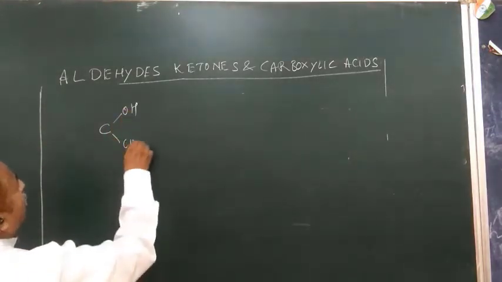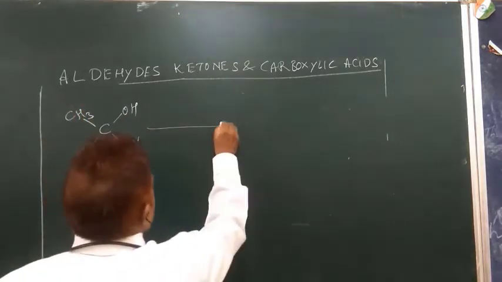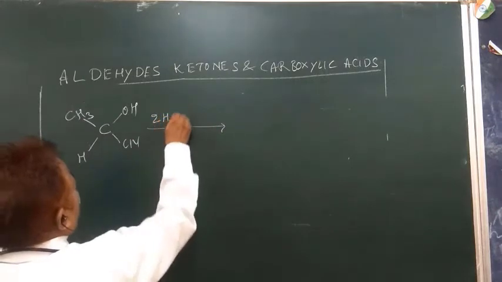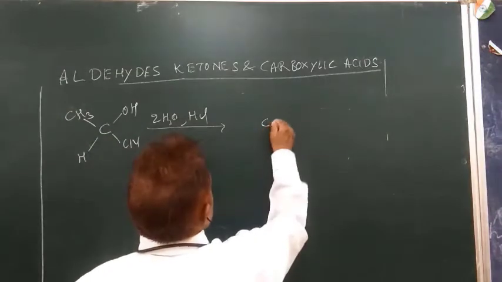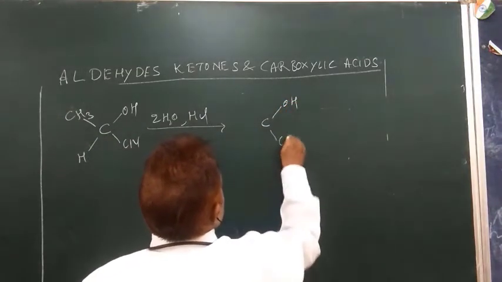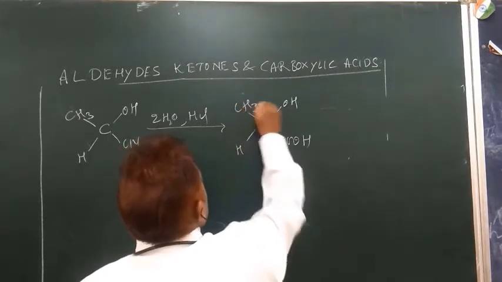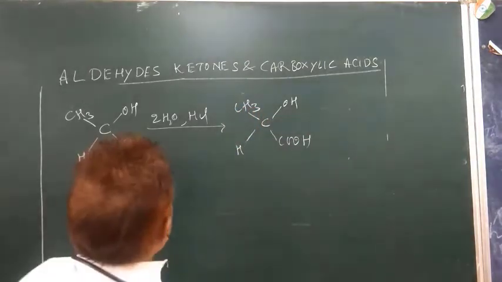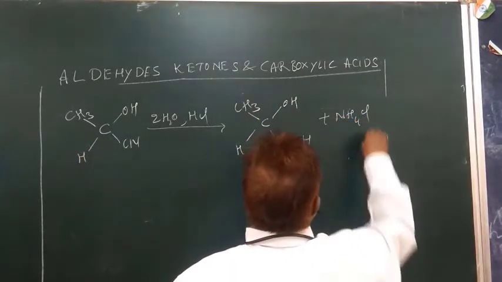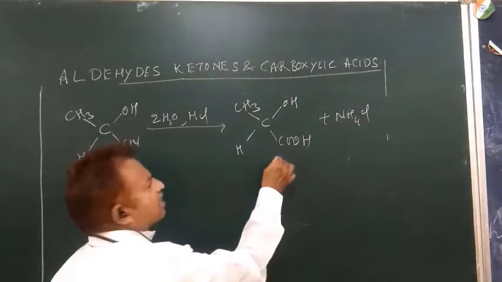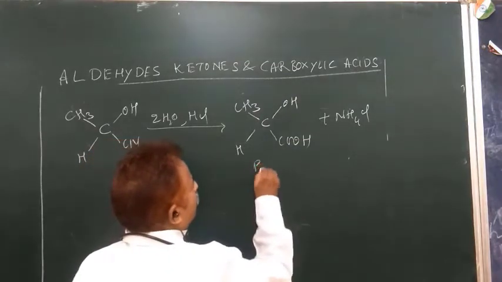CH3CH(OH)CN is treated with water in the presence of dilute HCl. We get CH3CH(OH)COOH, where this becomes a carboxylic acid, plus NH4Cl. What is this acid? 1, 2, 3. Three carbon atoms are there. Therefore, it is propanoic acid.